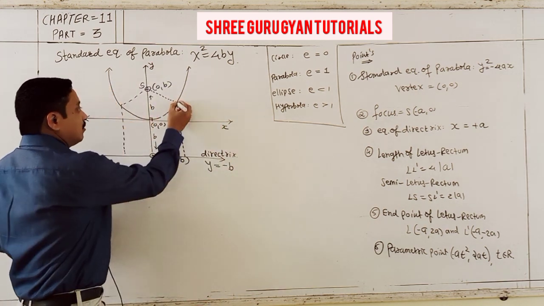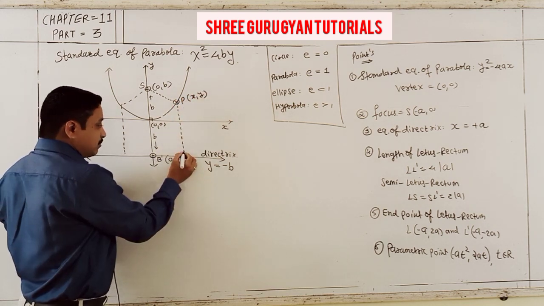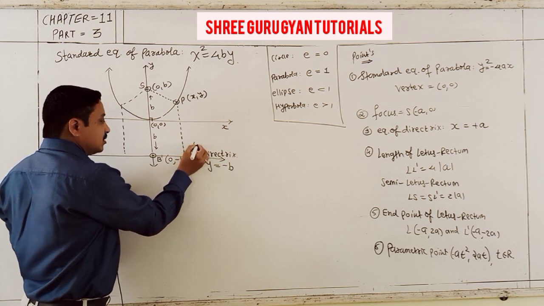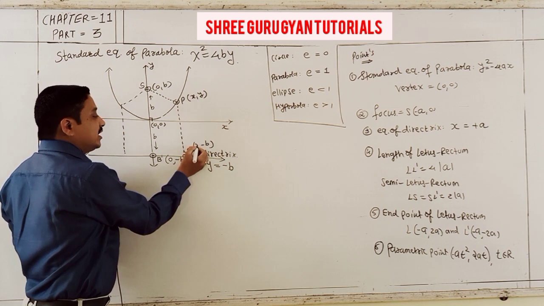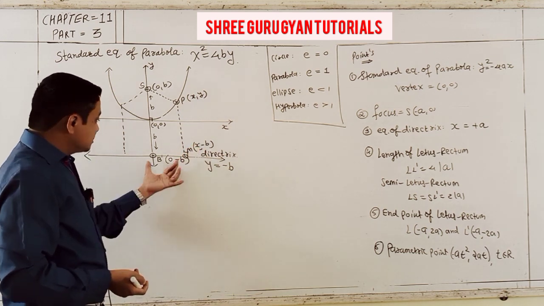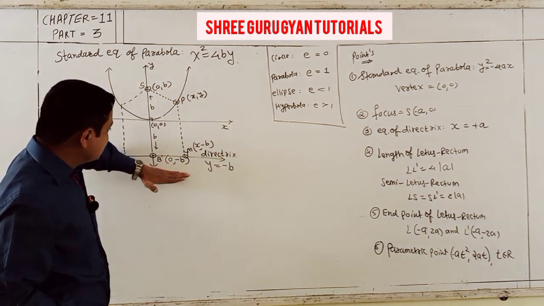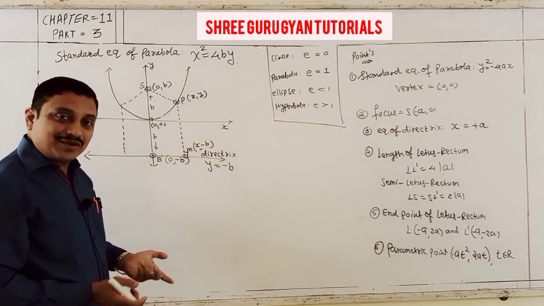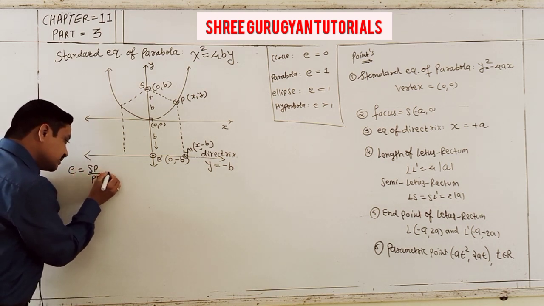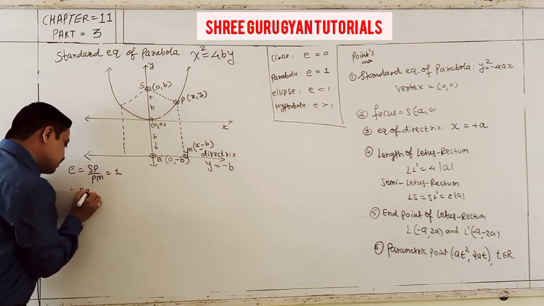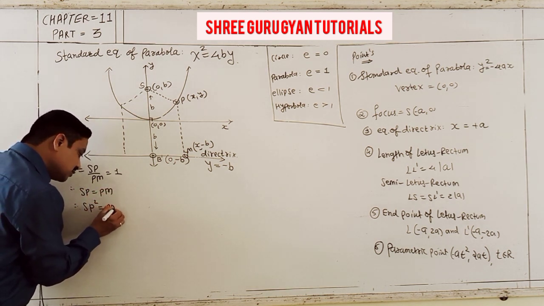I will take point P(x, y), any point, and the perpendicular point is M. Its y coordinate is the same, but the x coordinate is unknown, because this distance is parallel to the x-axis. So M has x and y equal to minus b. Now, eccentricity e = SP upon PM, which is 1. So students, SP is equal to PM, and SP square is equal to PM square.